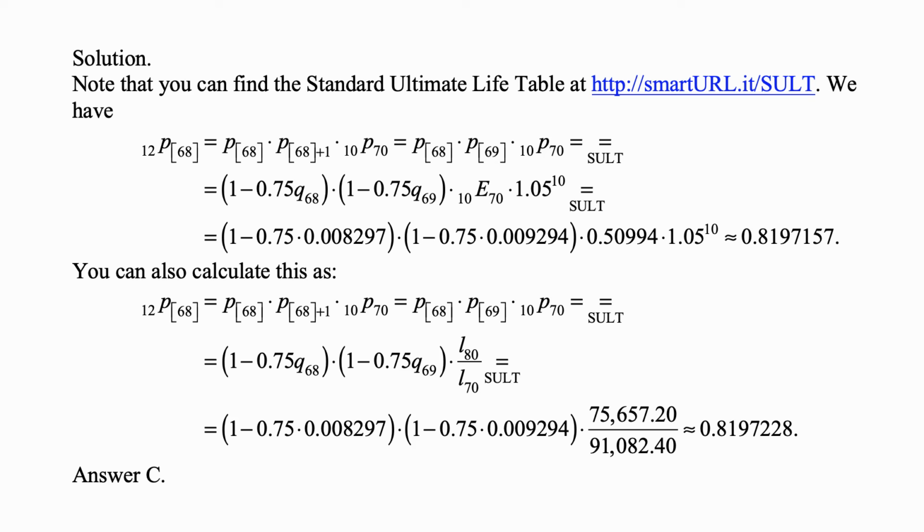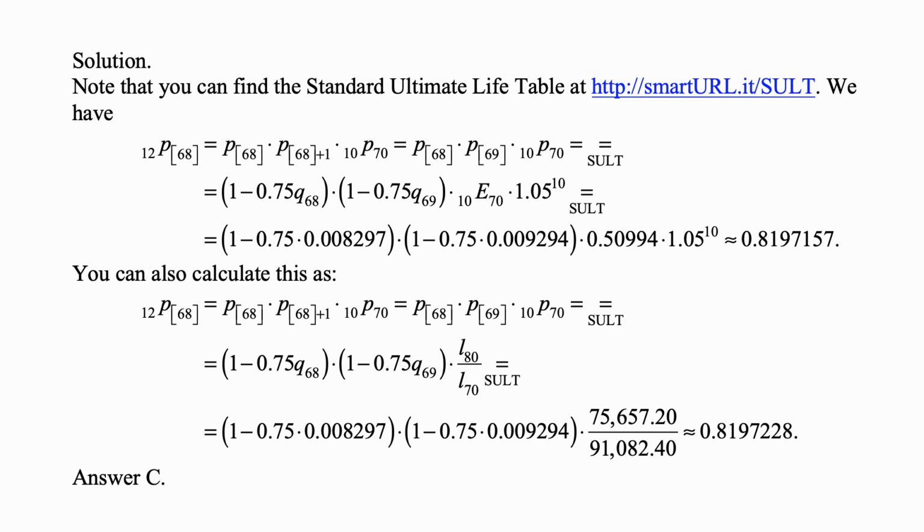The question of calculation of 10P70 can be solved either by using the pure endowment value from the table or by using the population size numbers from the table. We get the same answer. Well, almost the same, but close enough for the answer on the test, which is 0.8197, which is answer C. Well, in fact, the answer choice C is 0.82. So this 0.8197 is approximately 0.82.